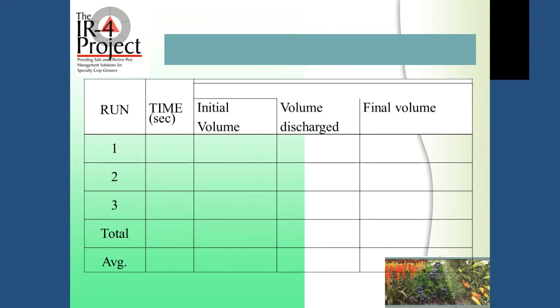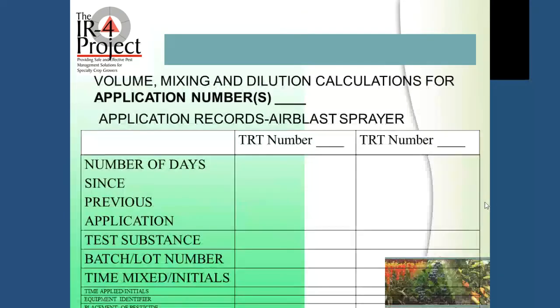So you have a space in your field data notebook for the run, the amount of time that it took in seconds, the initial volume, the volume discharged, and the final volume. So you would enter that information with a pen, right, into the field data notebook. Next slide, please. So you'd be describing how you mixed up the test substance, and you'd have spaces for your calculations as well. Next slide, please.